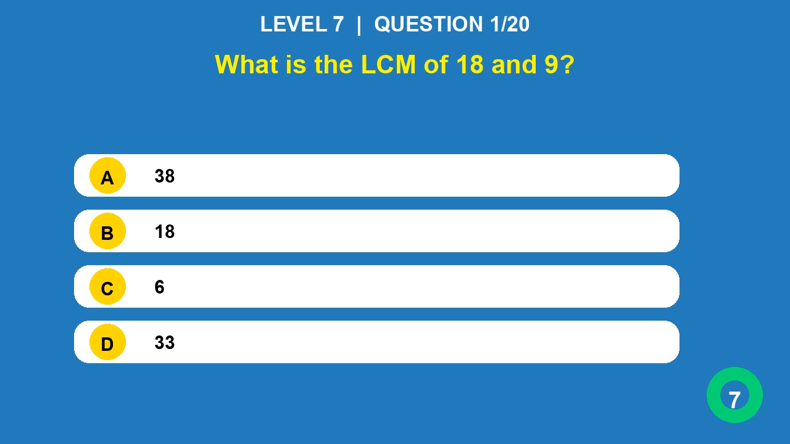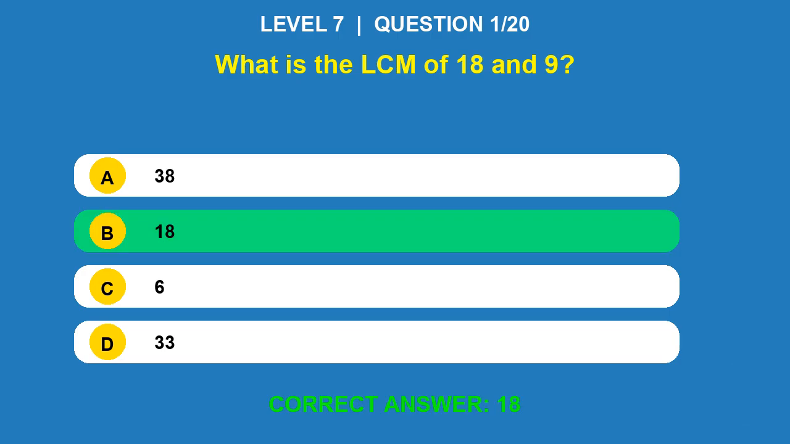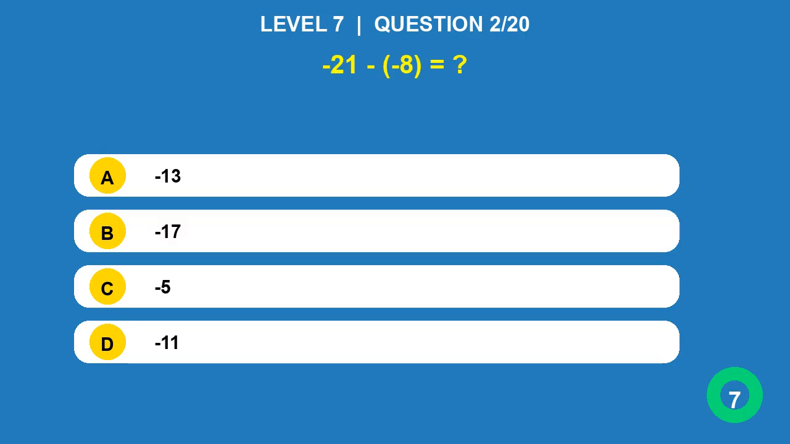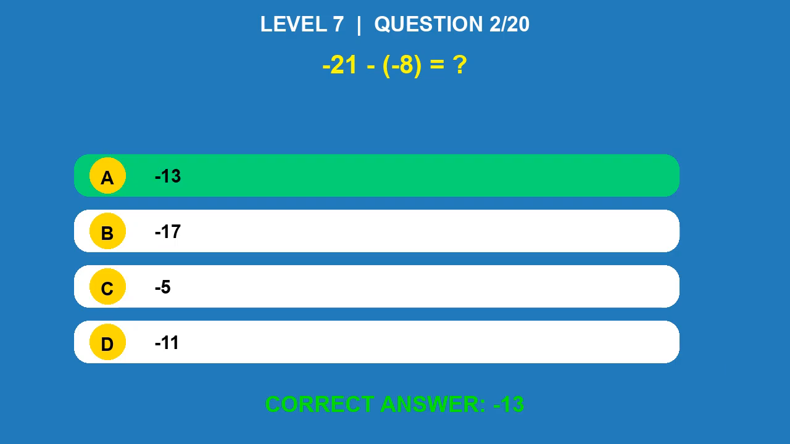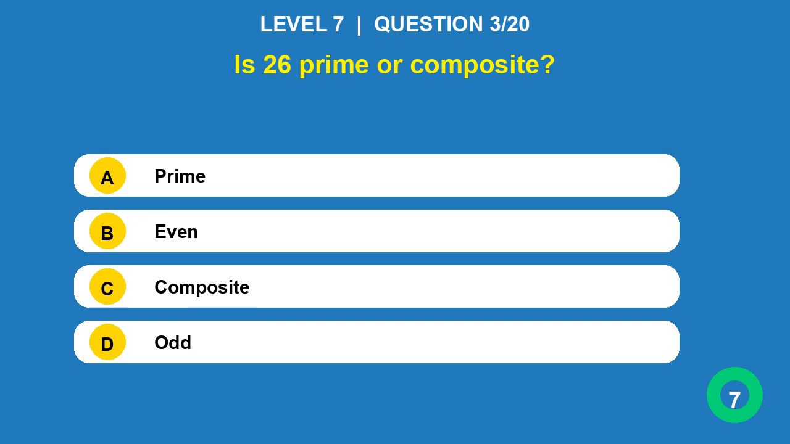What is the LCM of 18 and 9? Answer is 18. Minus 21 minus 8 equals? Answer is minus 13. Is 26 prime or composite?